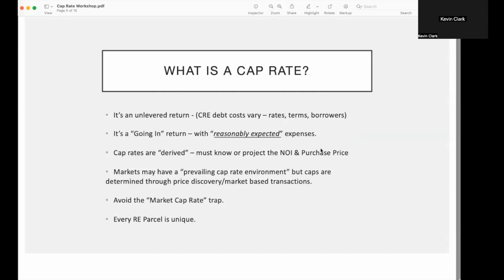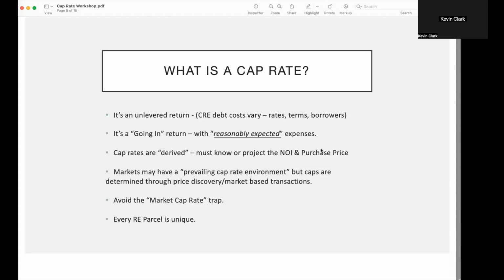When we think about cap rates, it's important to note we're always talking about it in terms of an unlevered return. Unlevered, of course, means without debt. It's as if we would be buying the NOI, or the revenue stream of the asset, without any debt on the property. And the reason we do that is commercial real estate debt costs vary widely depending on the borrower and the terms that people are seeking. The only way to make an apples to apples comparison is to eliminate that variable for debt.